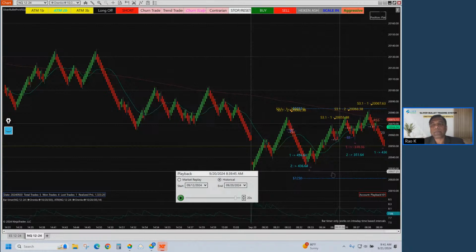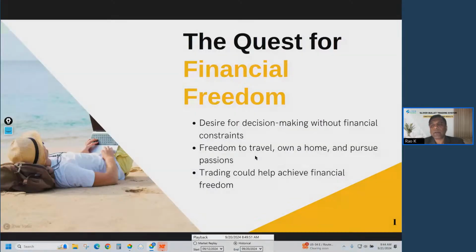What does that mean? It means that we want to be able to travel freely, own a home, pursue our passions without thinking about the finances that's required to do all this. We do not want to have any kind of inhibitions. We want to be able to do what we want to do. And we believe trading could help achieve that financial freedom.